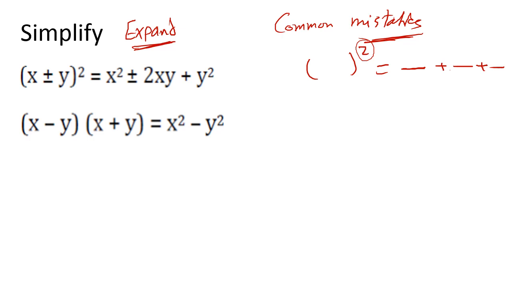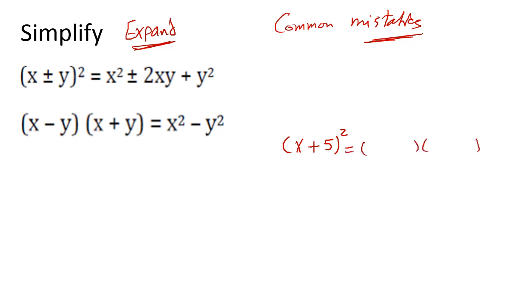Let's see how we can simplify it. We have two methods. The first method is by writing the bracket twice, or by following this rule. For example, x plus 5 to the power of 2. If you wanted to expand x plus 5 to the power of 2, you may write it as two brackets of x plus 5 having the same sign.